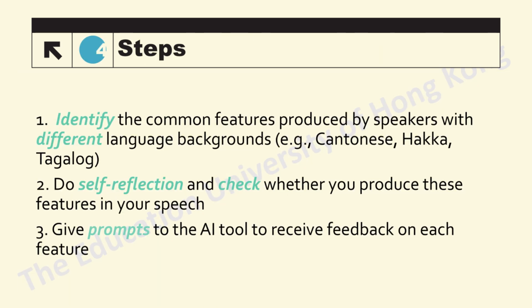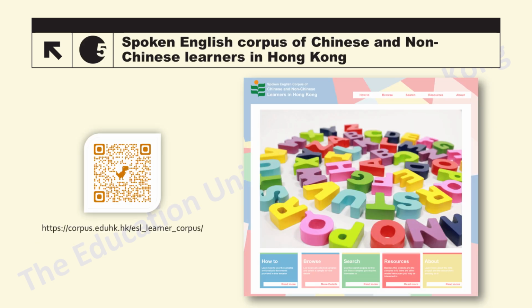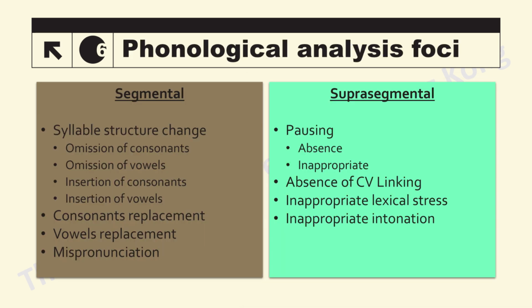First, let's use a corpus to compare and identify common suprasegmental features among learners with different language backgrounds. You can access the corpus by scanning the QR code or using the link provided. As mentioned in Part 1, the corpus provides detailed phonological annotations on 5 suprasegmental features. Our focus today is the last two, lexical stress and intonation.